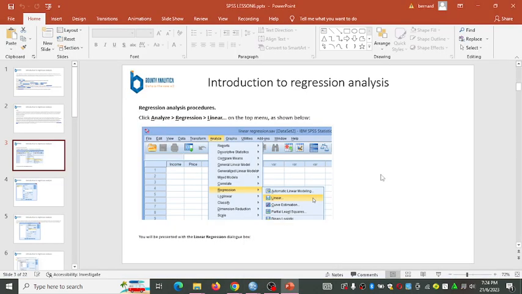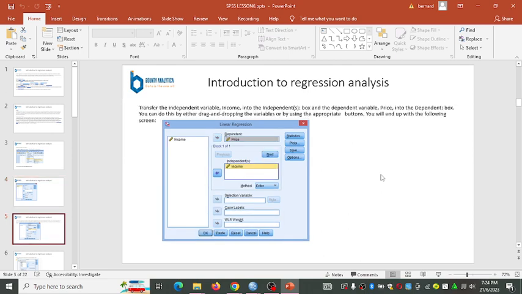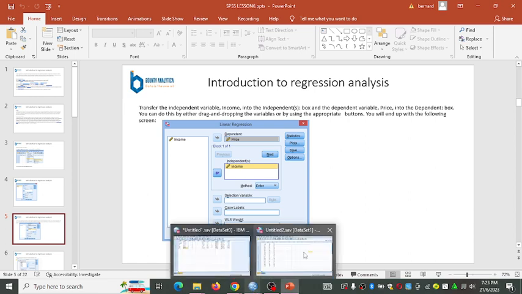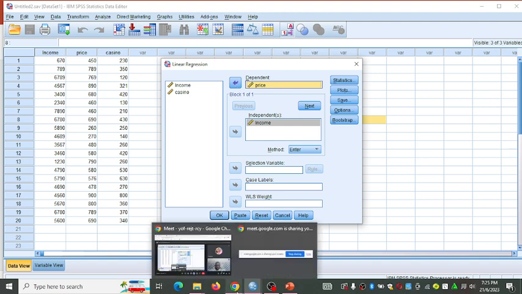Yes, income, price. So price, we bring it to the dependent variable. Is everyone there? Frinda, are we okay there? Yes. Okay, we have clicked up to here.